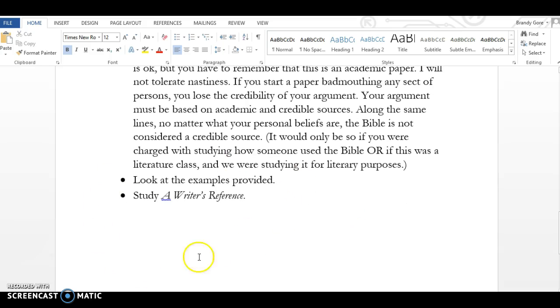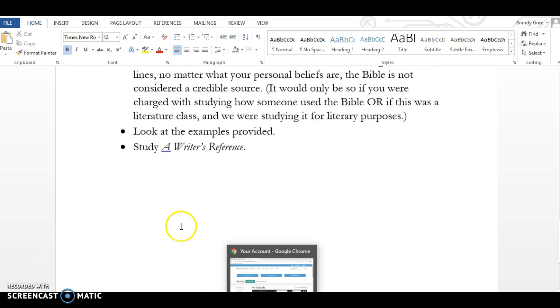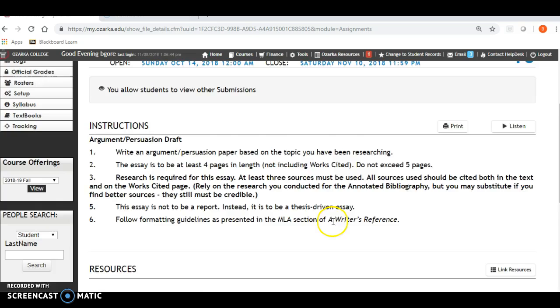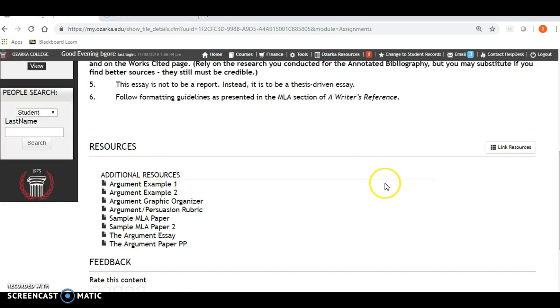So, of course, there are still linked examples on the draft and on the final. Look at the examples that are provided and study a writer's reference. Please just take advantage of all the resources offered to you. As you can see on the Argument Persuasion Draft assignment, you have all of these linked resources. I recommend specifically Sample MLA Paper and Sample MLA Paper 2 for guidance.